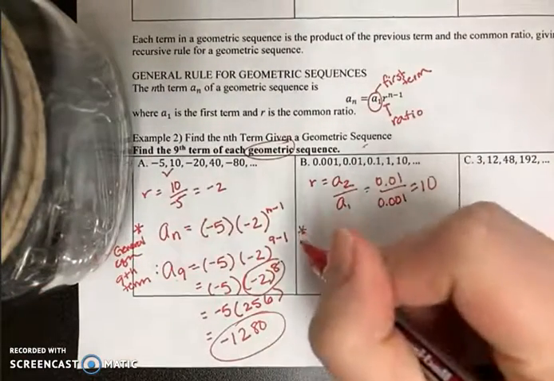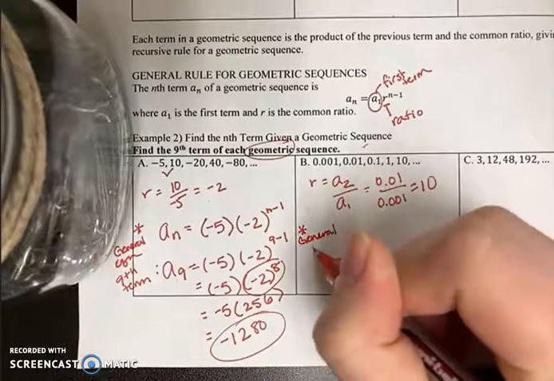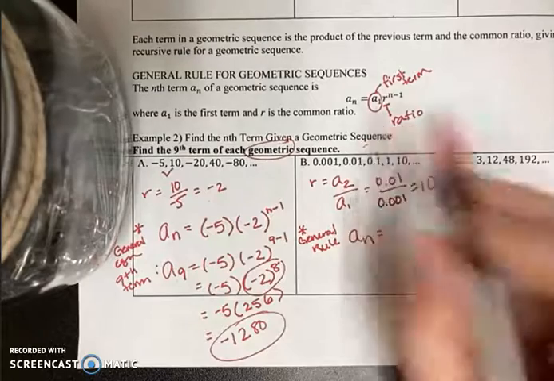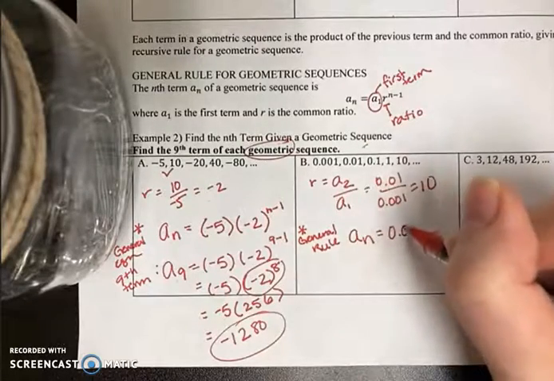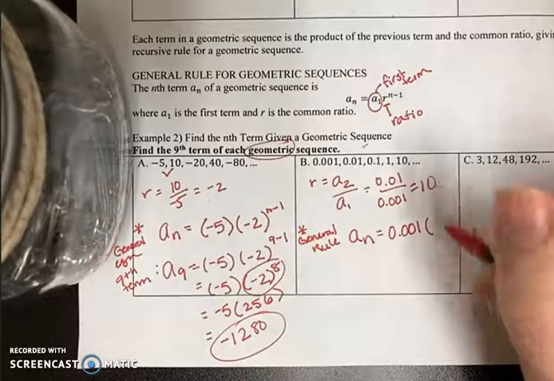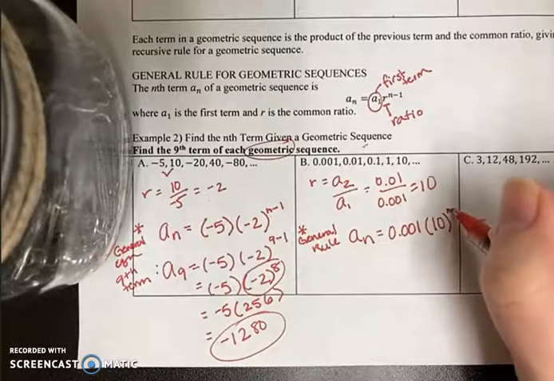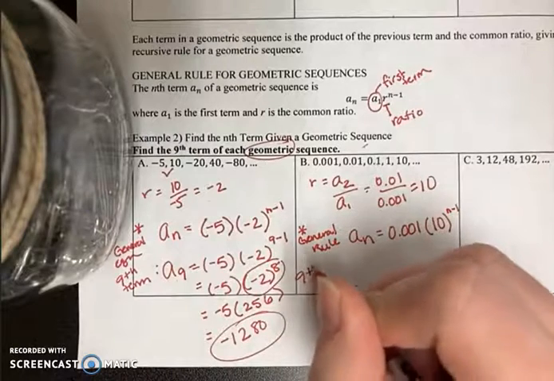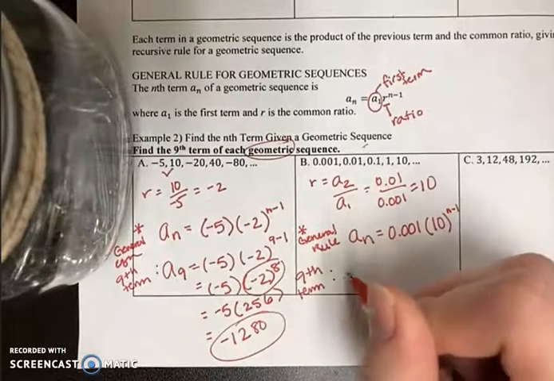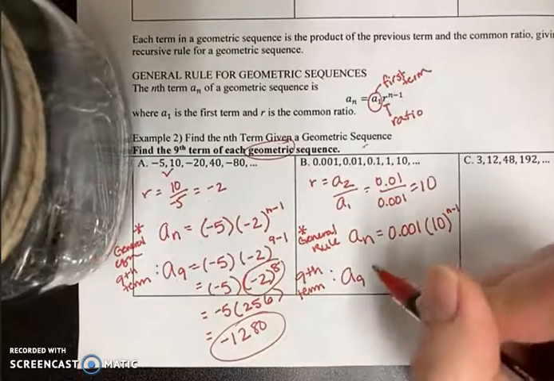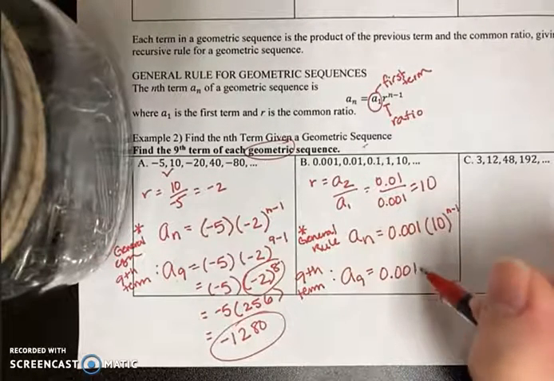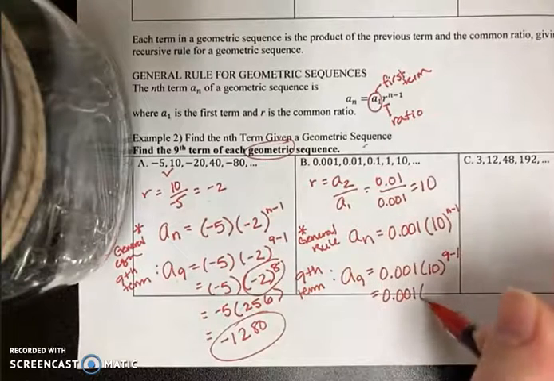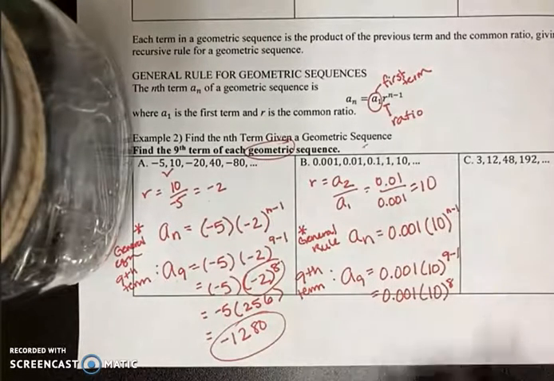Now I'm going to write my general rule, which is a sub n equals my first term, which is 0.001, times my ratio, which is 10, to the n minus 1 power. So that's my general equation. I want to know what is the 9th term. So I want a sub 9. That just means I'm going to plug in 9 for n. Giving me 10 to the 8th power.